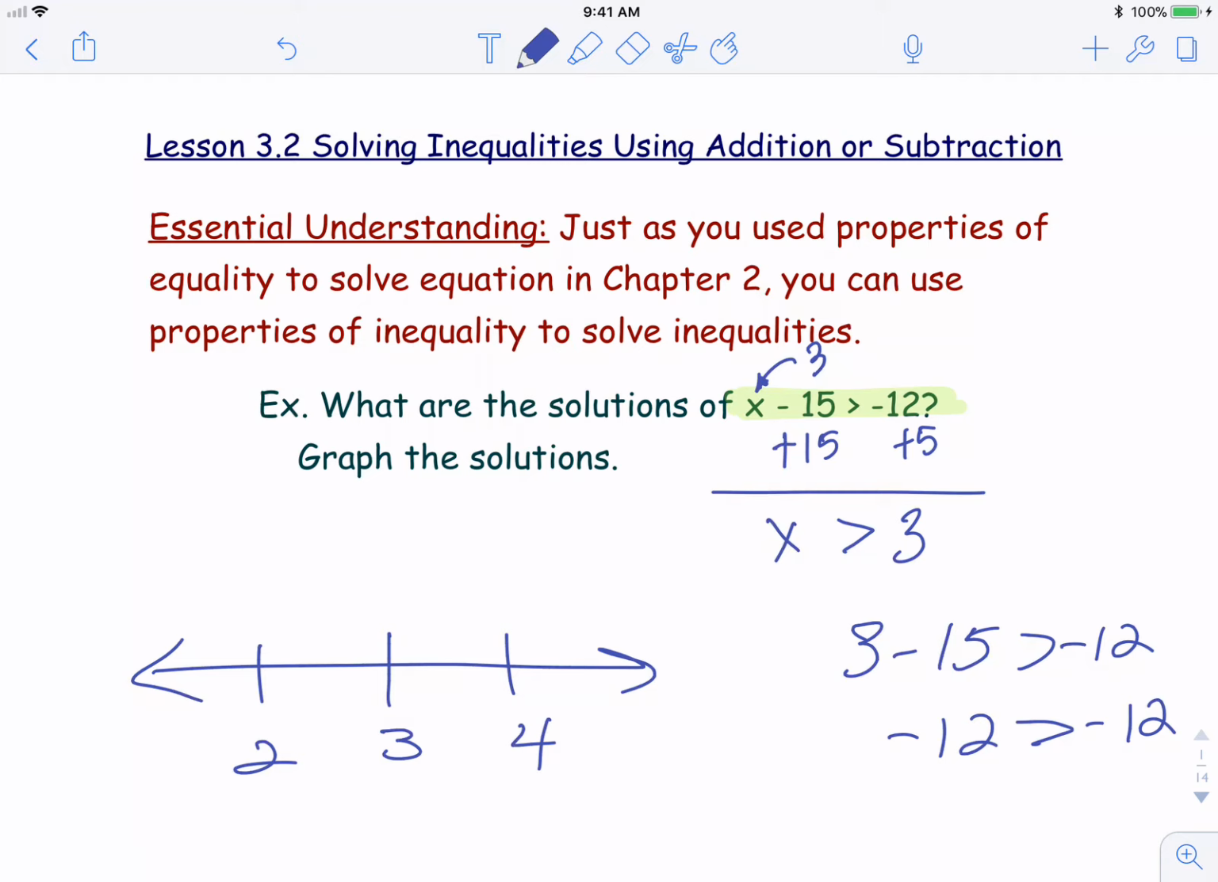So that does not satisfy the inequality. I cannot include 3 as a solution, so I'm going to use an open circle at the place of 3. And then everything that's greater than it, so my arrow is going to point to the right to show that my solutions are everything that's bigger than 3.